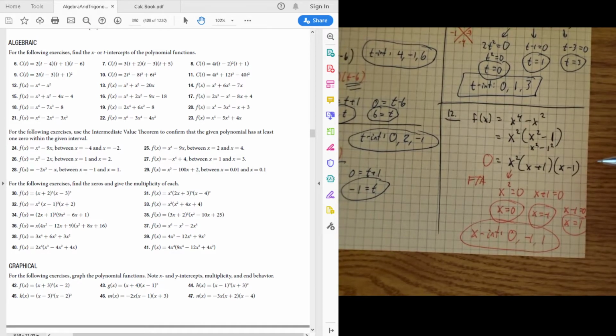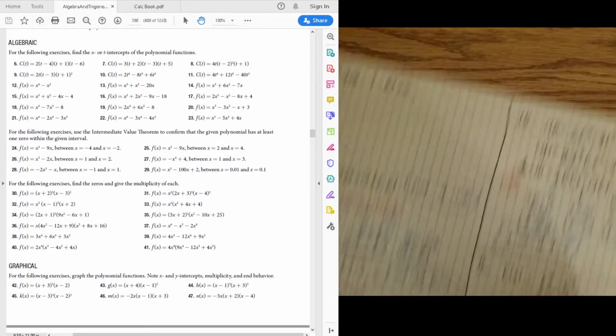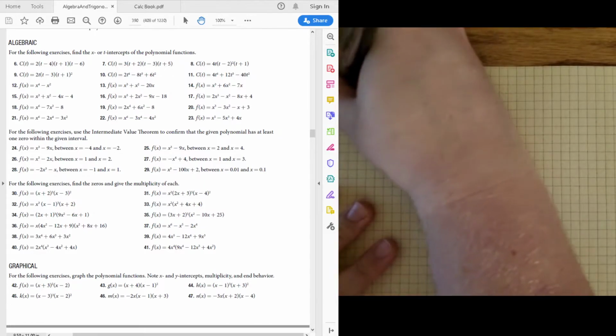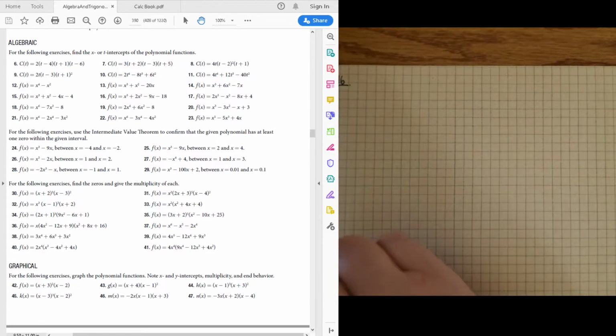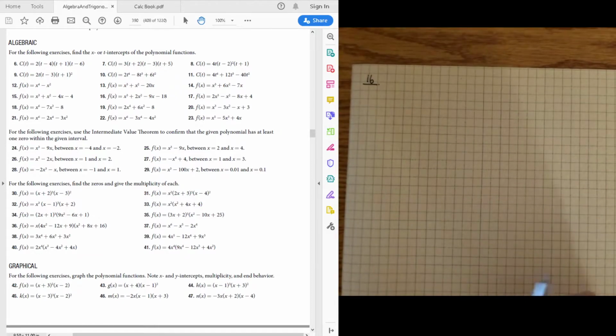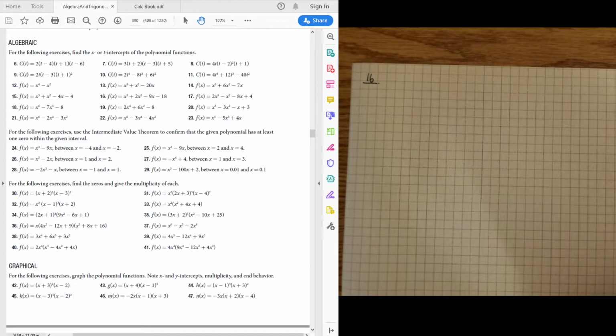Let's do one more. For this one, let's do number 16. And let's talk about how we can actually solve this problem using our last remaining technique that we haven't touched on yet, which is going to be factor by grouping.